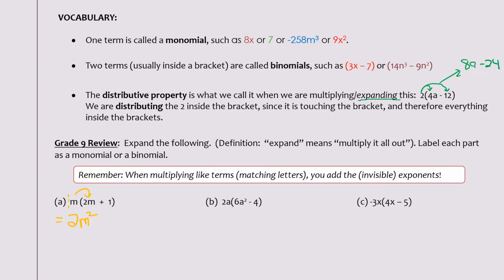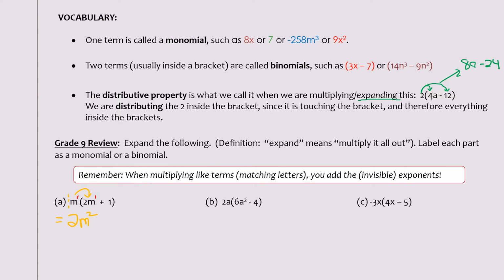I'm going to get you to look up here again. We're adding the invisible exponents, or they are invisible in this case. This m has an invisible exponent of 1, and this m has an invisible exponent of 1, which gave us the exponent of 2 in 2m squared.